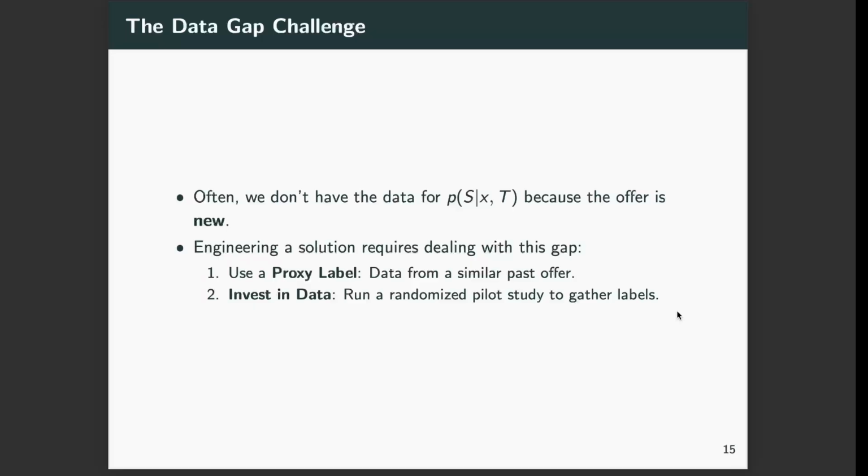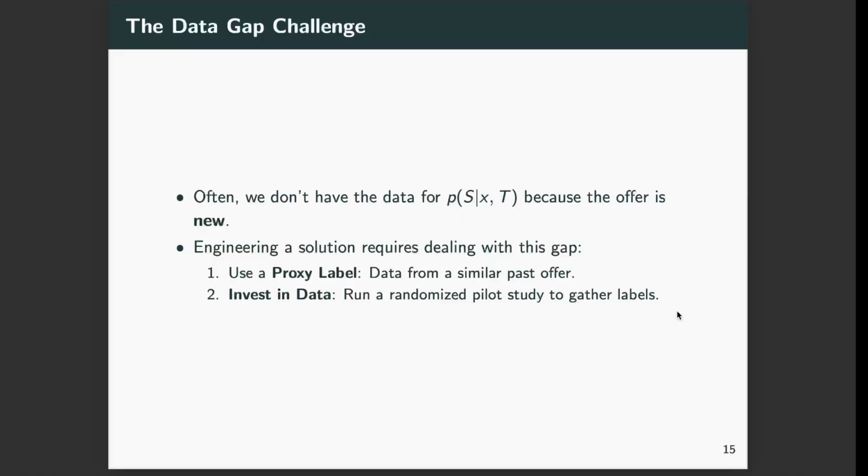Now you might be thinking, this Level 3 framework sounds incredibly powerful, but it also sounds incredibly demanding in terms of the data required. And you would be right. There is a very common practical challenge that arises when trying to implement this approach, and I call it the data gap challenge. The core difficulty is this: to estimate P(S|X,T), the probability that a customer stays when targeted, we need historical data from customers who received our retention offer and either stayed or churned as a result. But what if the offer is new? What if this is the first time we have ever run this type of retention campaign? There is no historical data yet, because the offer has never existed before. We are in a chicken and egg situation.